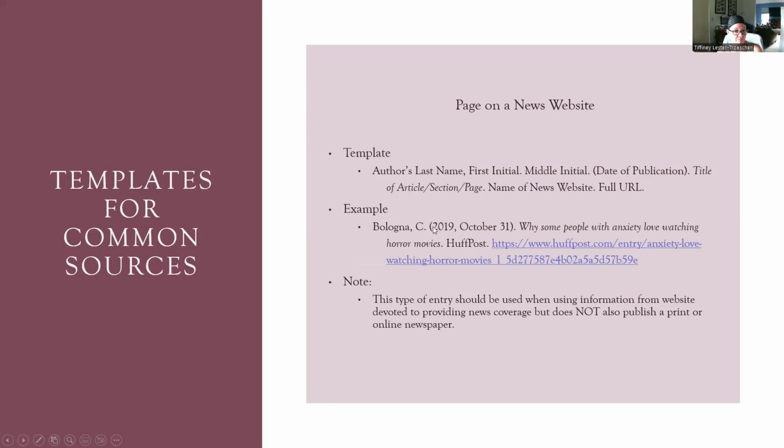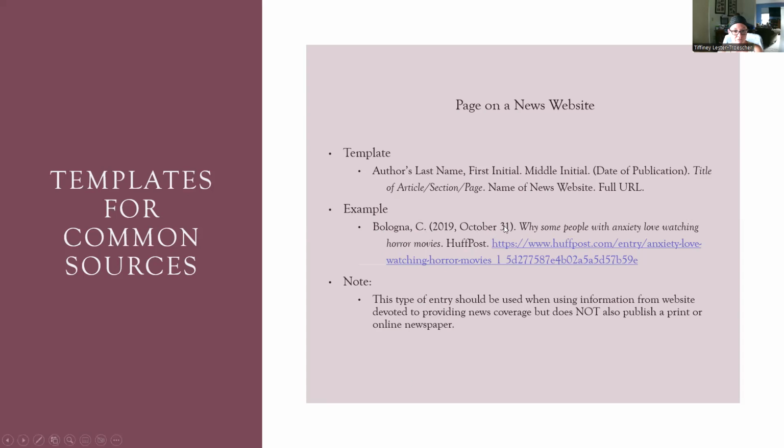So here's our example. We have this article, right, on this news website. The article was written by C. Bologna. Could be Bologna. So Bologna, comma, C, period. Then the date of publication. And a news website more than likely will have the date and month included as well.